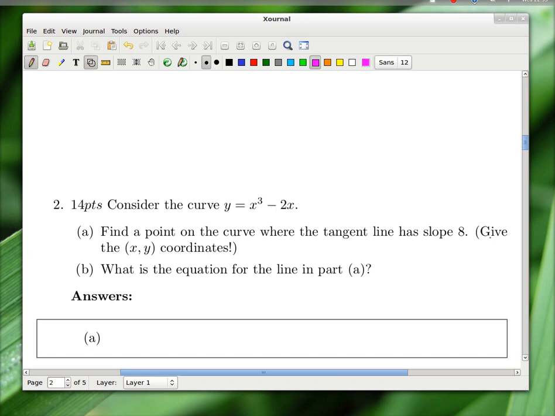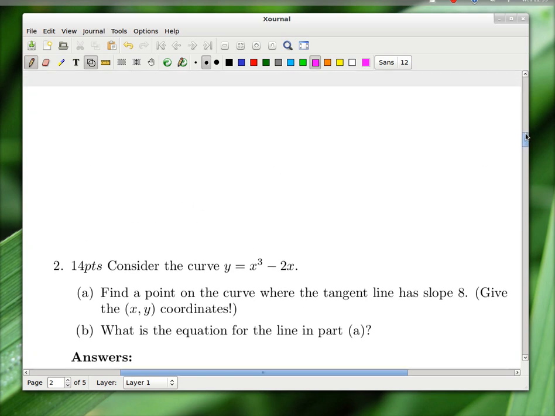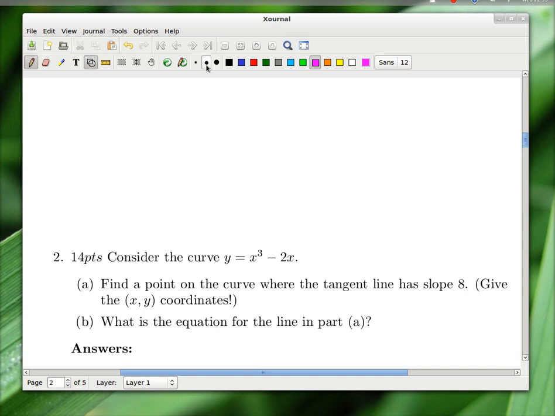It's just a reminder of what finding a point means. You have to give the xy coordinates. Okay. So, just like last time, I'm going to meaninglessly go on a geometric adventure where I draw a picture of the curve for no reason.